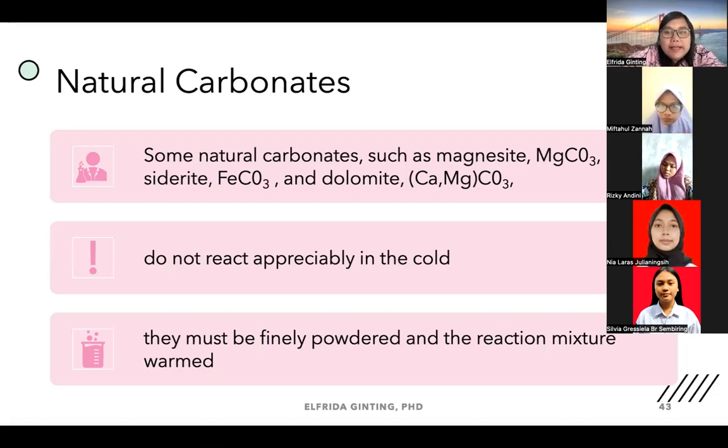Now, these natural carbonates that are mentioned in the slide, you cannot react them in the cold. So when you want to react these three types of natural carbonate, you have to make the carbonate into a fine powder. And once the fine powder you mix with acid, for example, then you have to increase the temperature of the solution in order for this natural carbonate to be reacted.